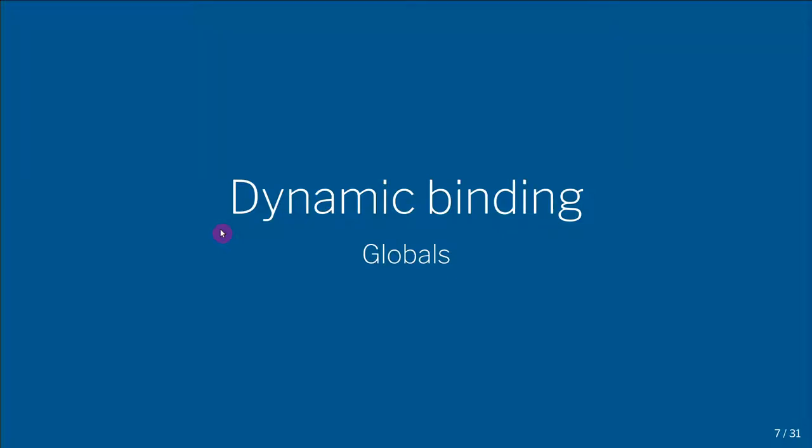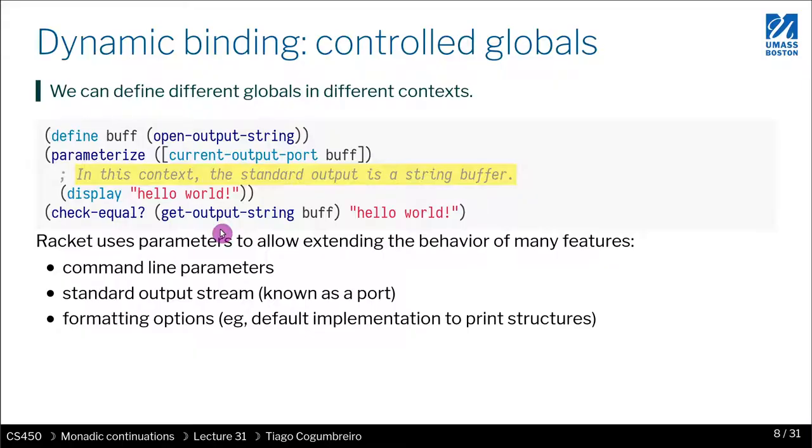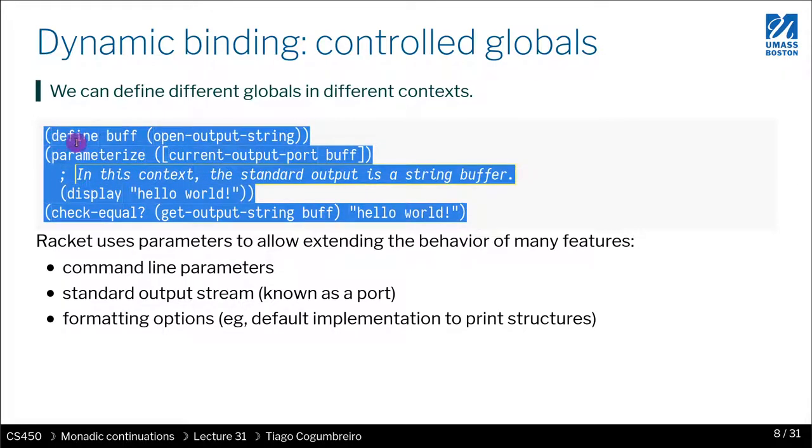One very practical way of using parameters is in globals. Racket actually uses it extensively in its standard library. There are things like accessing the command line parameters, defining the standard output stream, and also configuring formatting options. So basically, if you want to control something about the environment or the context of execution, you are probably going to be using parameters.